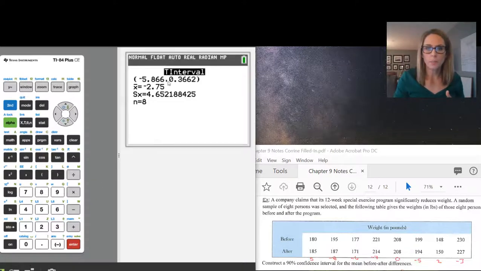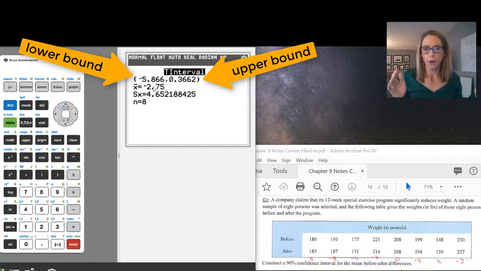So up at the top is the most important part of this, which is the confidence interval. It's the lower bound and then the upper bound. So what this information is telling us is that with 90% confidence, we have 90% confidence that the true mean difference in weight loss for all the people that could do this program would be a loss of 5.9 pounds up to a gain of 0.4 pounds.